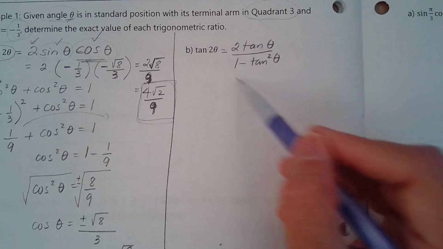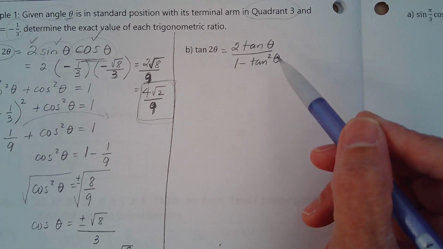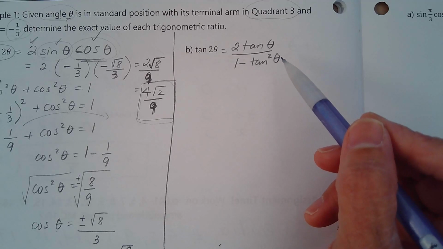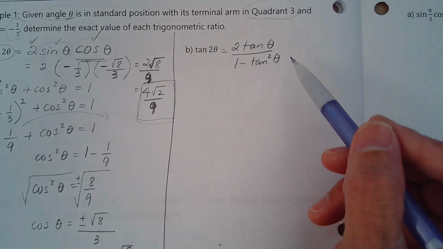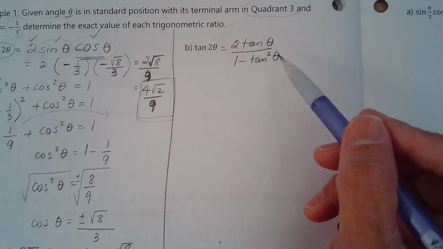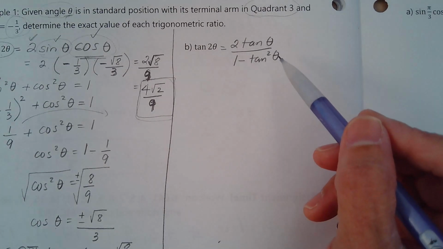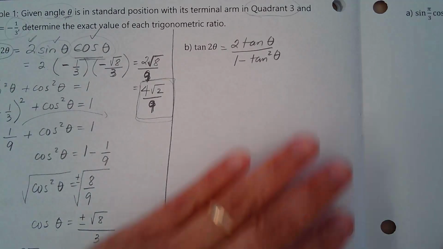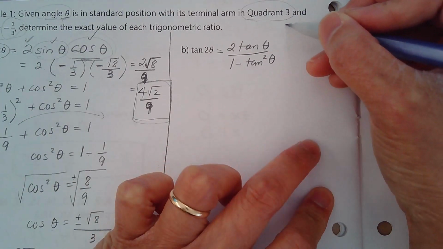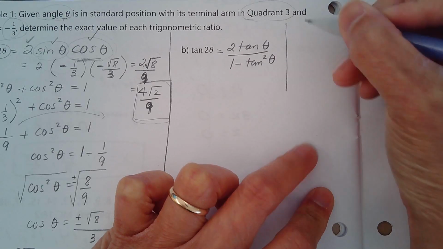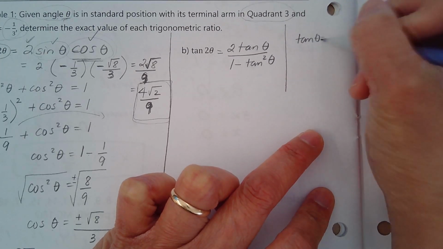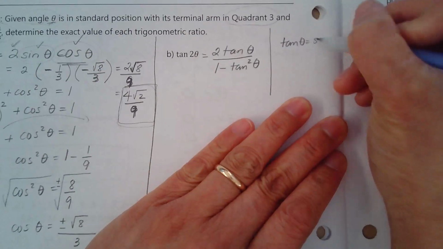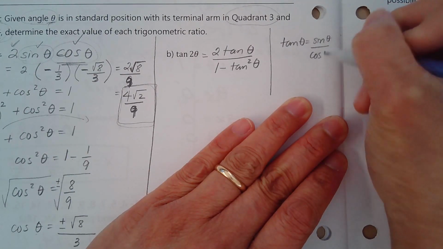Do we have enough information to figure this out? We have the sine and the cos. Yeah, we have a sine and a cos, so that means we can find a tan, right? Okay, so how do you find the tan? So I'm just going to go over here on the side. Tan theta is equal to sine theta over cos theta.